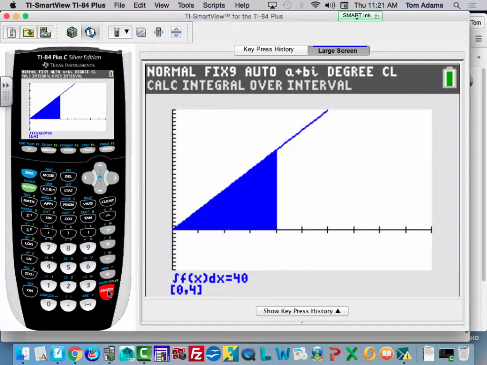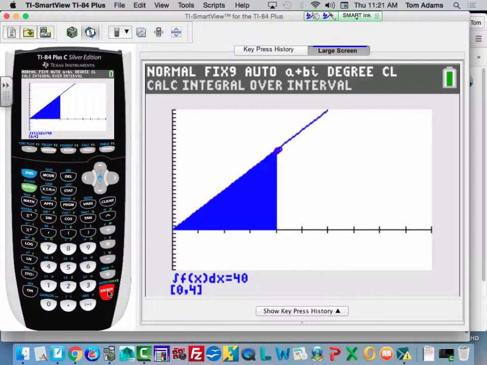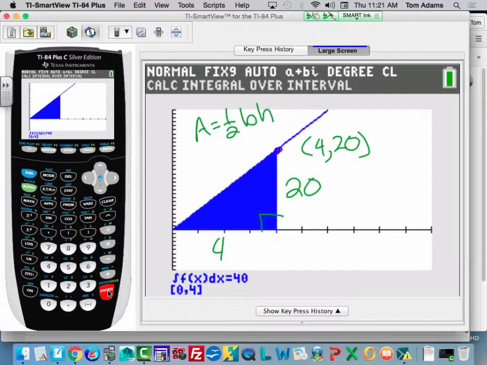Now, let's say you're not impressed with that. Does anybody in here know what this geometric shape is? A right triangle. If this distance is 4, and this distance is 20, what's the area of a triangle? Half times height times base. 1/2 of 4 is 2. 2 times 20 is 40.